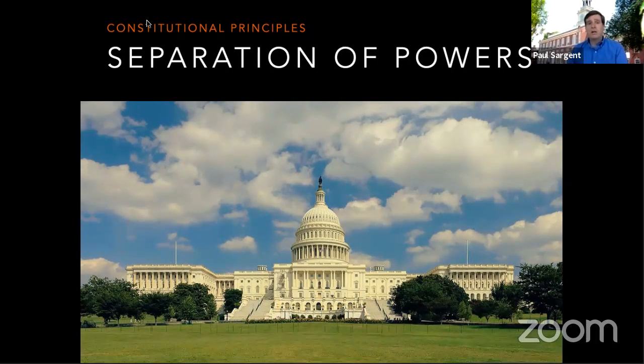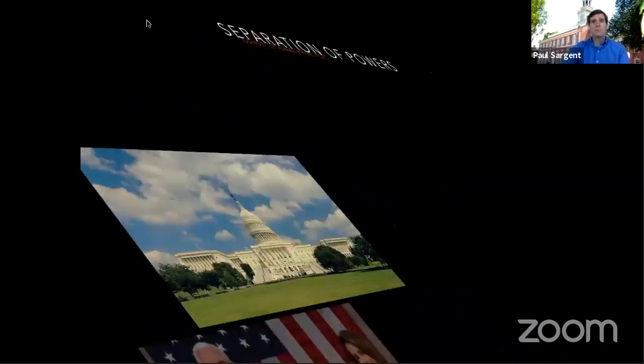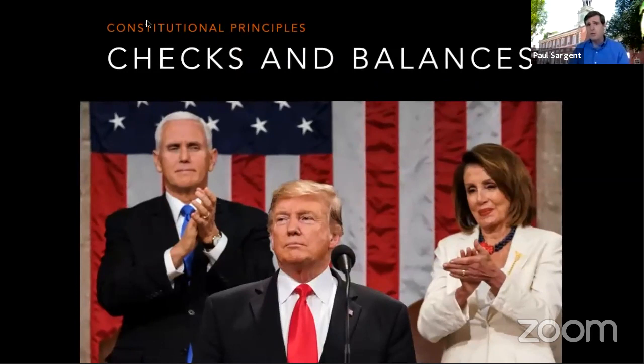That makes it harder for one faction, if we're talking about James Madison, to get all of its interests taken care of because it has to go through different parts of the government. They also created a system of checks and balances where one branch of government can stop, or at least hinder, the actions of other branches of government.